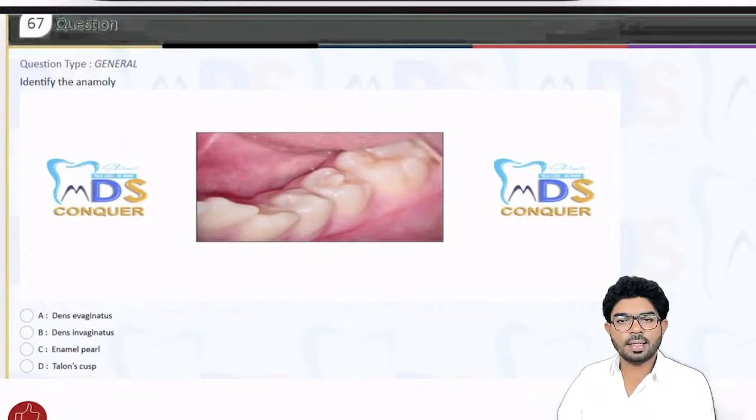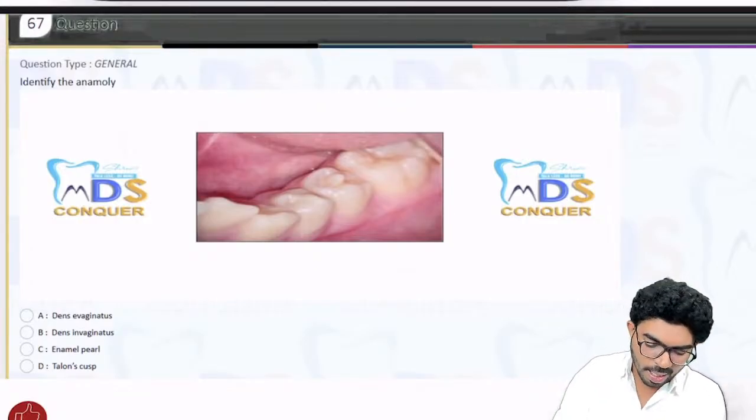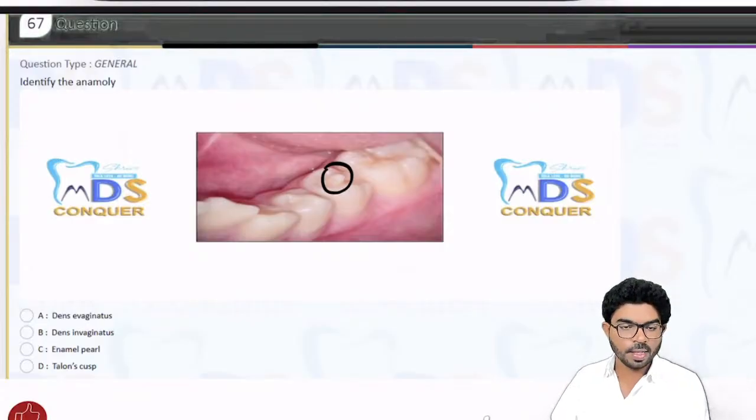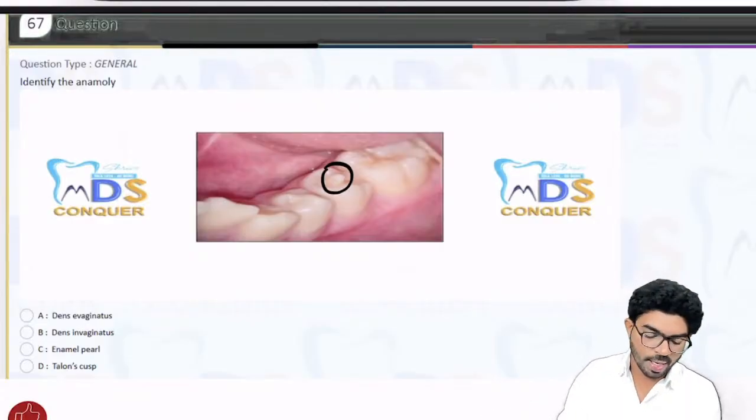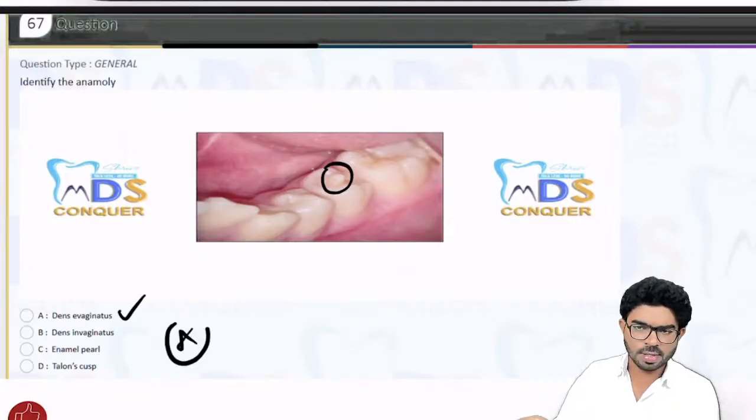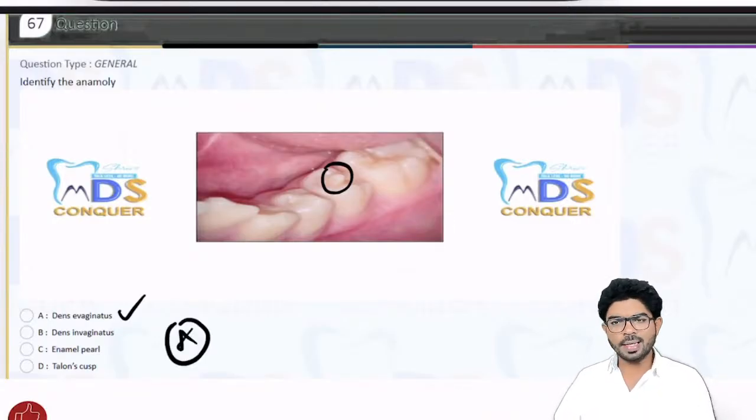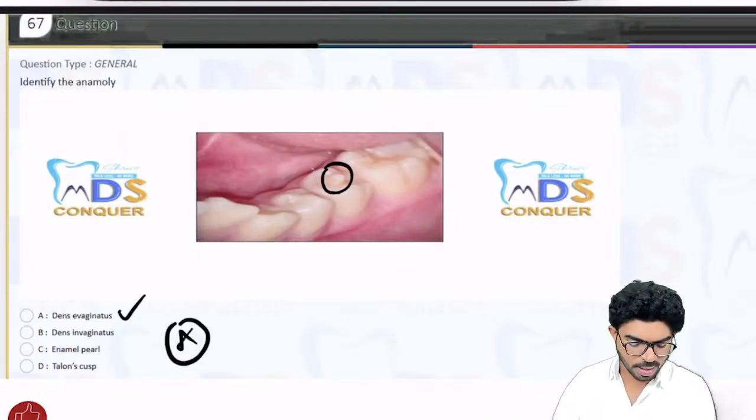Then again, they have given some anatomical abnormality. You can see an anatomical abnormality that is present. That is called dens invaginatus. This is dens invaginatus, a straightforward question. Of course, it is integrated, so they can give anomalies also in dental anatomy. Okay, so that is the question.